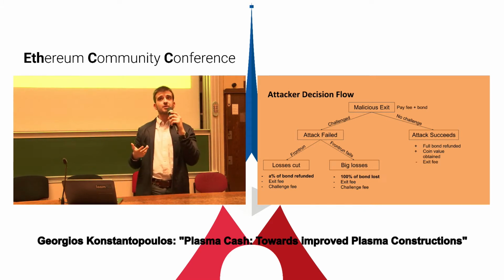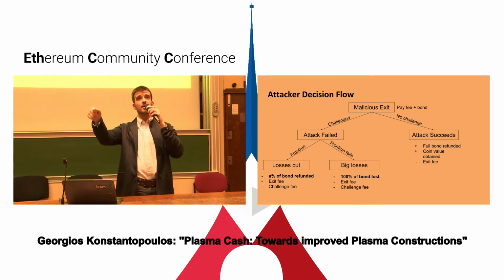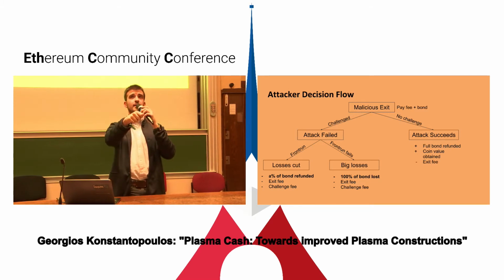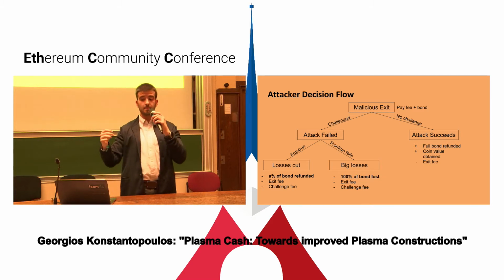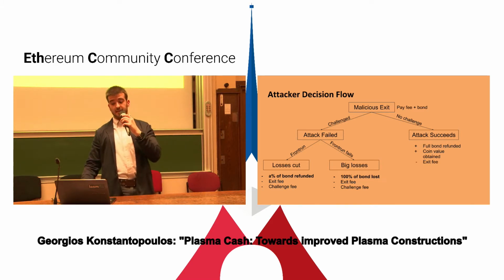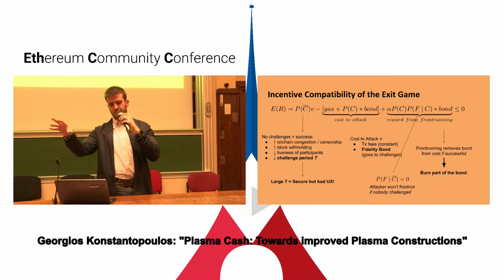So a very simple fix to this is that instead of giving the whole bond to the challenger, so I exit, I put up 1 Ether, if somebody challenges me, they get 1 Ether, you say that the attacker will get, I don't know, 30% of the Ether. You pick it. So this way, we can keep the game incentive compatible. And basically, we have a sort of modeling we can do in order to keep things legit.